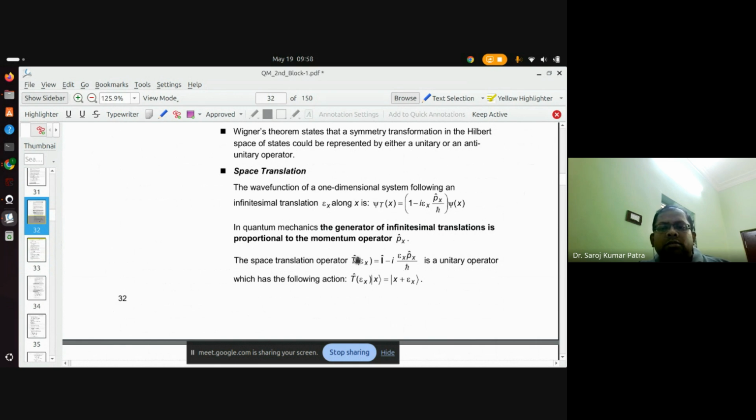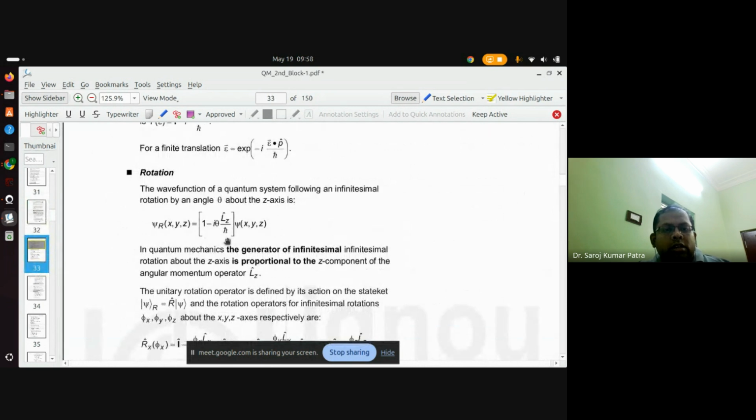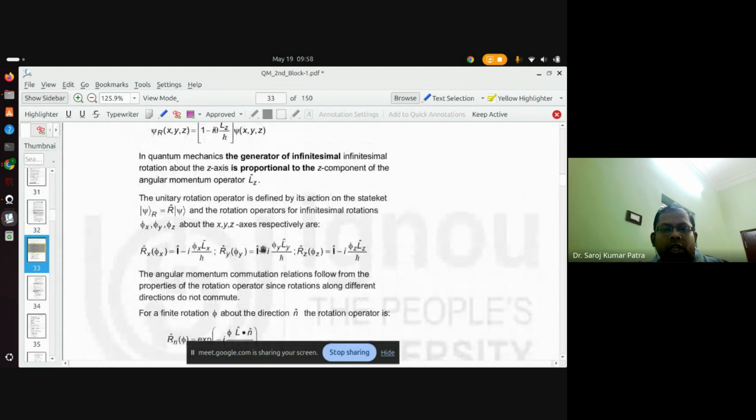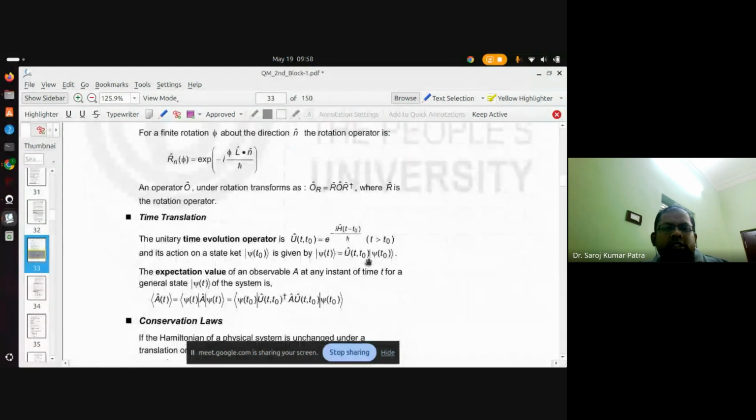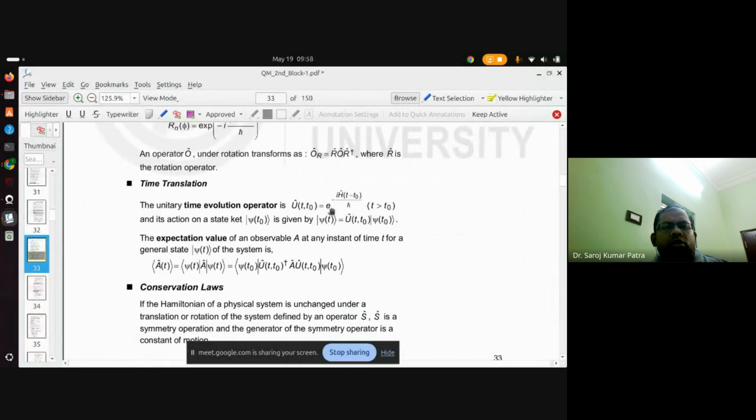Okay. So similarly for rotation, the operator will be I minus i φ Lz by ħ, where φ is the angle and Lz is the z component of angular momentum. And similarly for time, as I said today, the operator would be e to the power minus i H t by ħ.